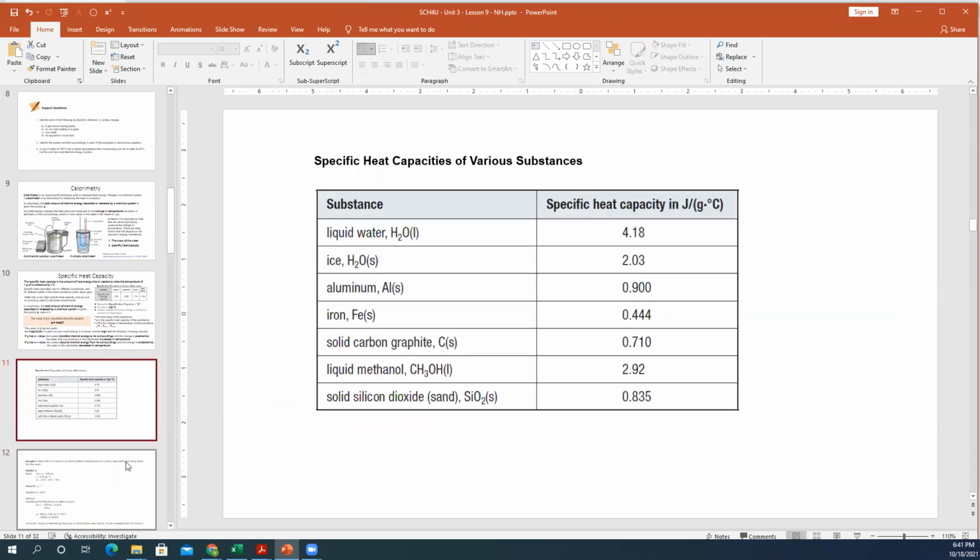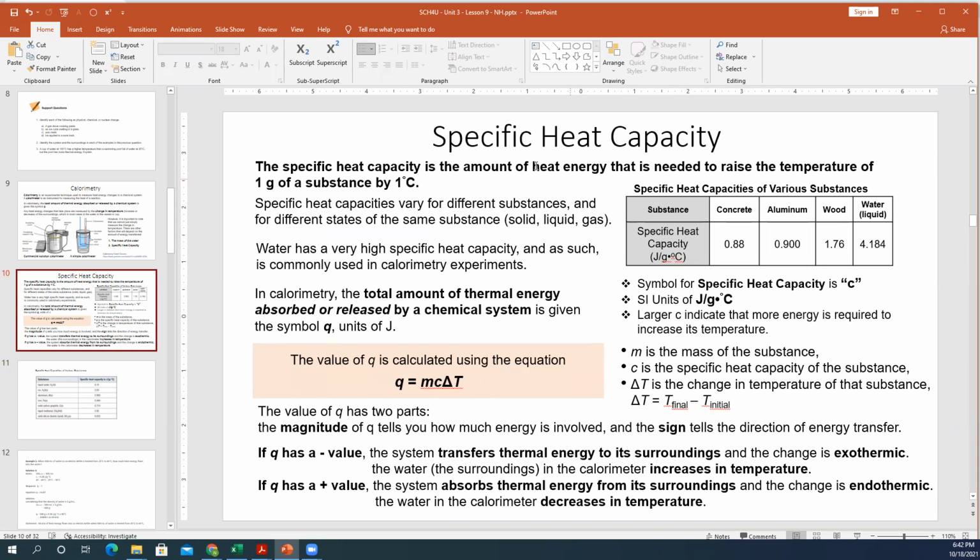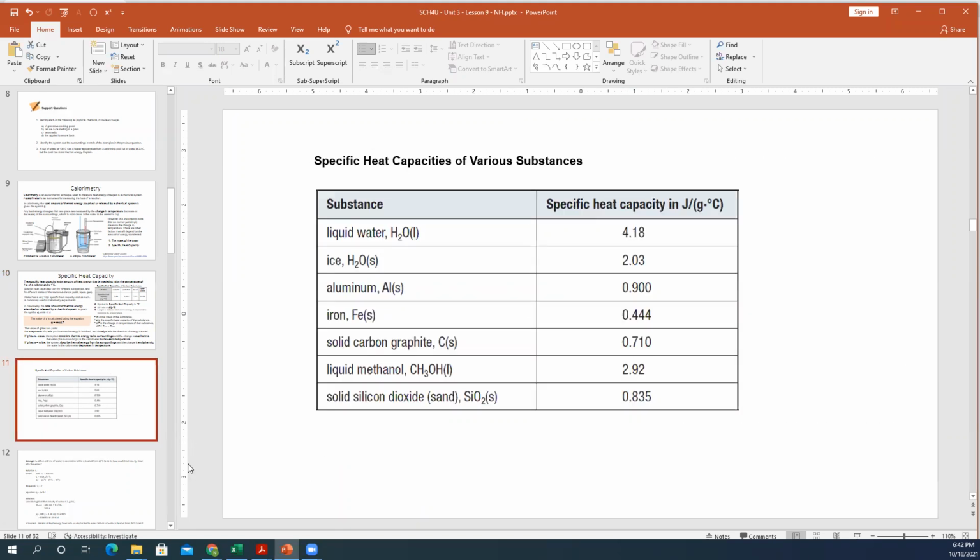And these specific heat values of various substances are often available to us in tables, and we can look it up. And yeah, you can see that amongst all the substances listed, liquid water has the highest specific heat capacity. That means it takes the highest amount of energy to raise the temperature of 1 gram of it by 1 degree compared to all the other substances.